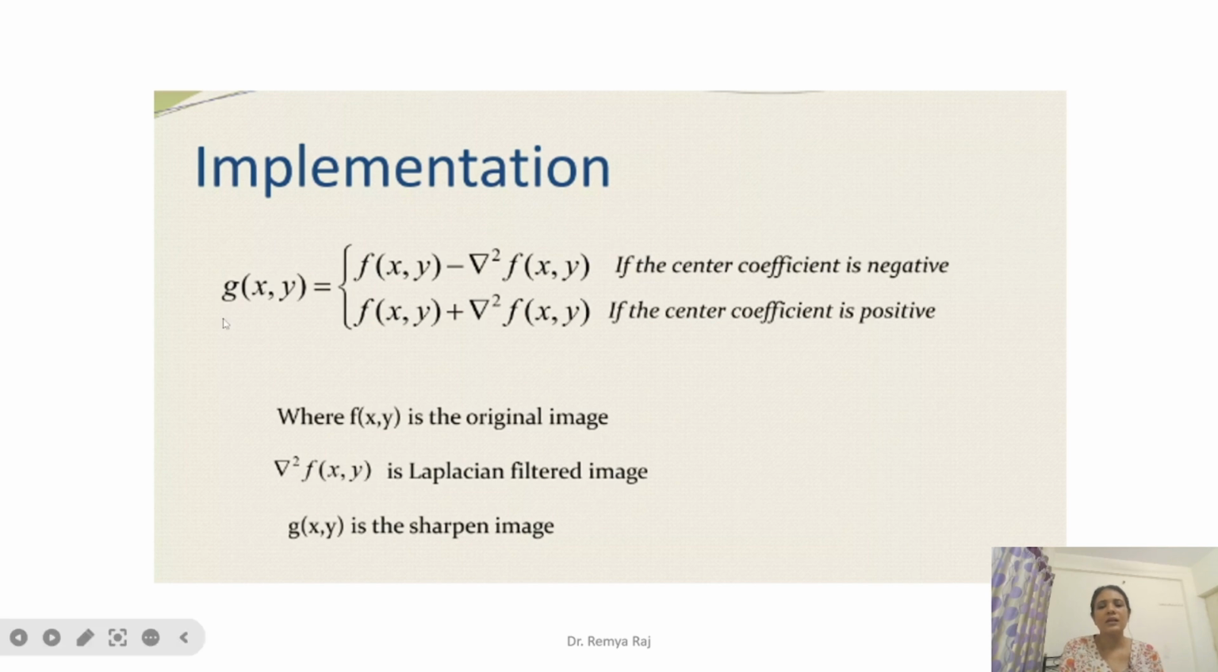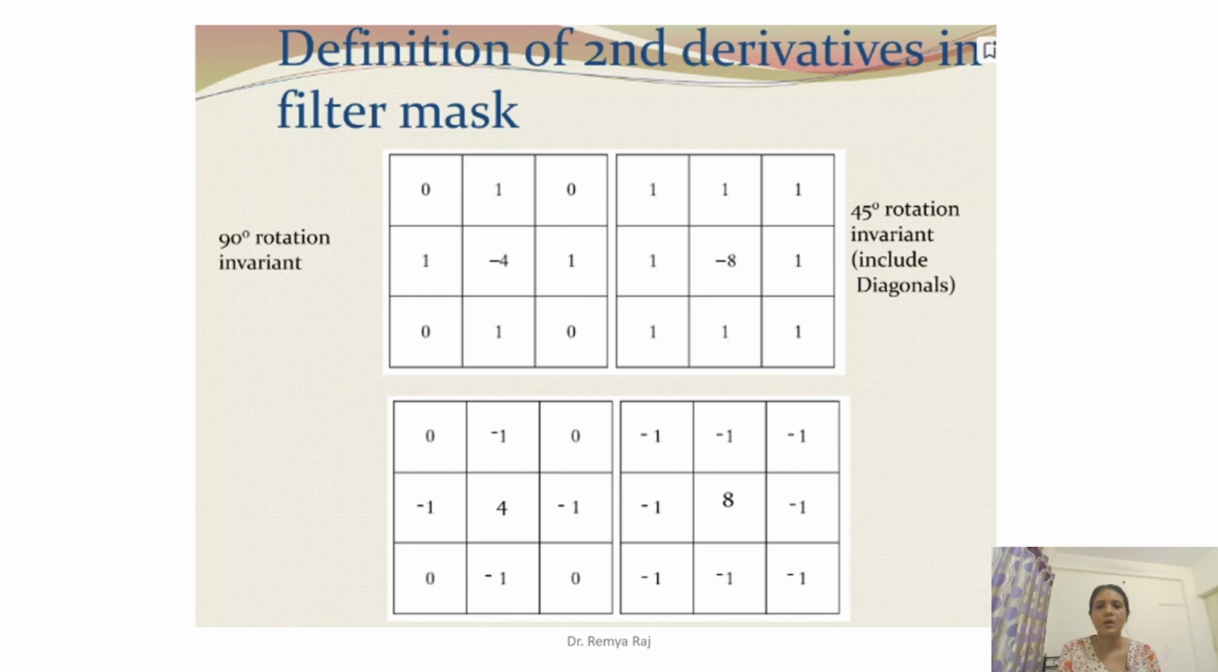So for the implementation, you can give g(x,y) is equal to f(x,y) minus ∂²f(x,y) if the center coefficient is negative, and if the center coefficient is positive, it will be f(x,y) plus ∂²f(x,y). So always in this Laplacian filter, we can understand that the center coefficient of the mask, the center pixel, will be of higher value. As I told, these are the different types of masks for a Laplacian filter. Here the center pixels will be of higher values. Here it is -4, so that is a higher value.